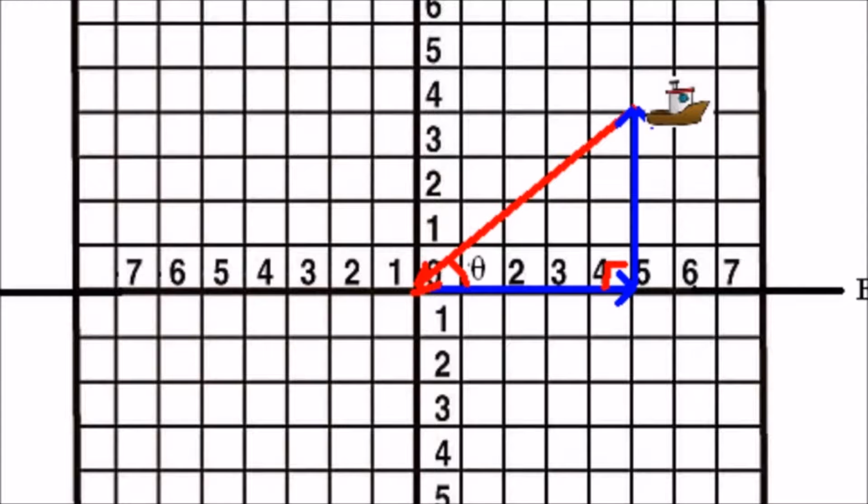So remember, everything on this triangle is named based off of theta. So this is the opposite side, okay, because it's opposite to theta, and this is your adjacent side because it's the one right next to theta. Okay, so what are we going to use? If we know what the opposite side is, because we just figured out, that's 4, and we know what the adjacent side is, that's 5, then how can we solve for theta?